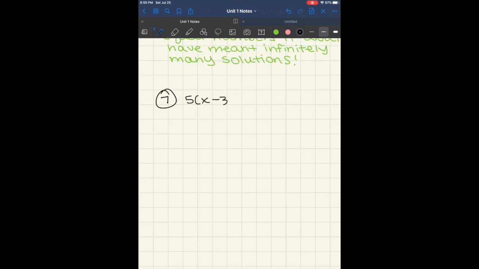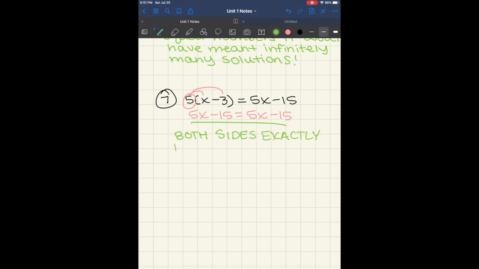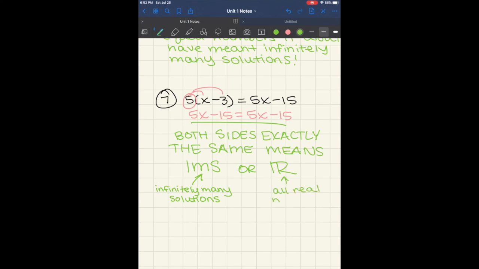Another number 7. 5 times x minus 3 equals 15x minus 15, or 5x minus 15. Distribute that 5, you end up having the same thing on both sides of the equal sign. So since both sides are equal, this is when we write IMS, or the R with the extra leg, which means all real numbers. So depending on what your teacher wants you to write, you can write either one. IMS stands for infinitely many solutions, and the double R means all real numbers.